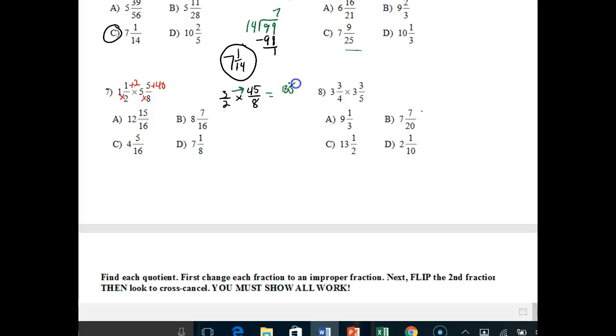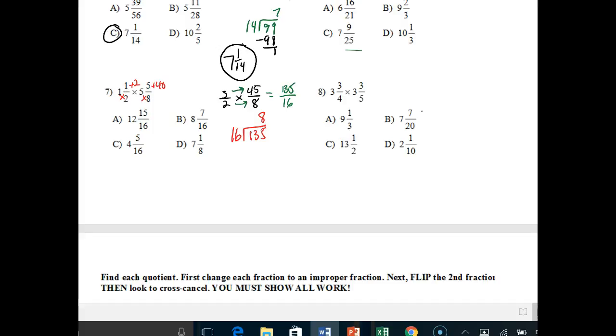Big numbers today, guys. Sorry about that, but the world doesn't just say, oh, I'm going to give you small numbers all the time. 2 times 8, which is 16. So how many times does 16 go into 135? Again, use your multiplication chart. 16 goes into 135 8 times.